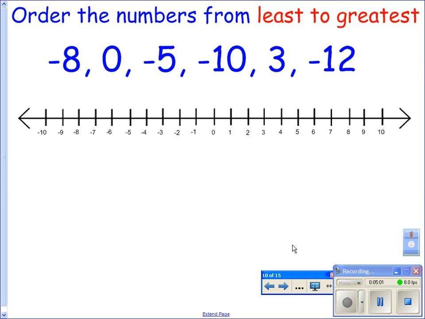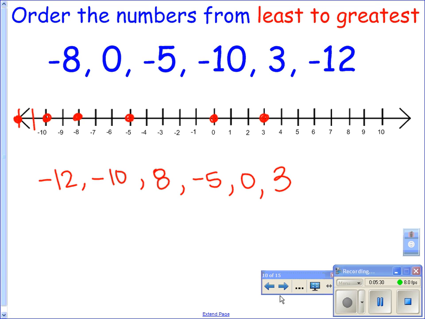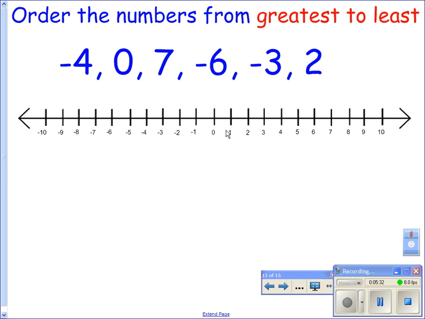You guys try this one on your own. Pause it and put it in order. Okay, so when you plot, you have -8, 0, -5, -10, 3, and -12 would be over here. So in order, it would be -12, -10, -8, -5, 0, and +3. Good job.